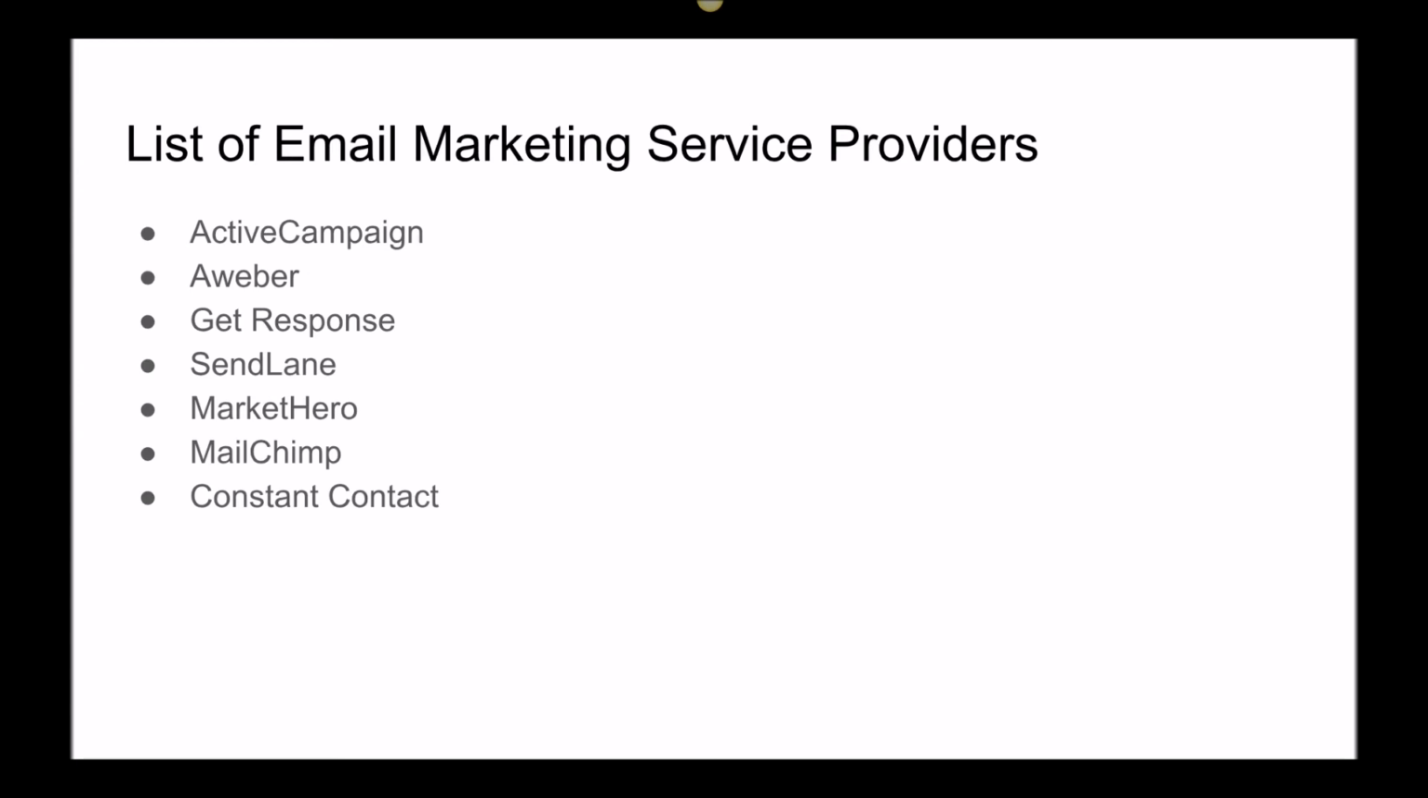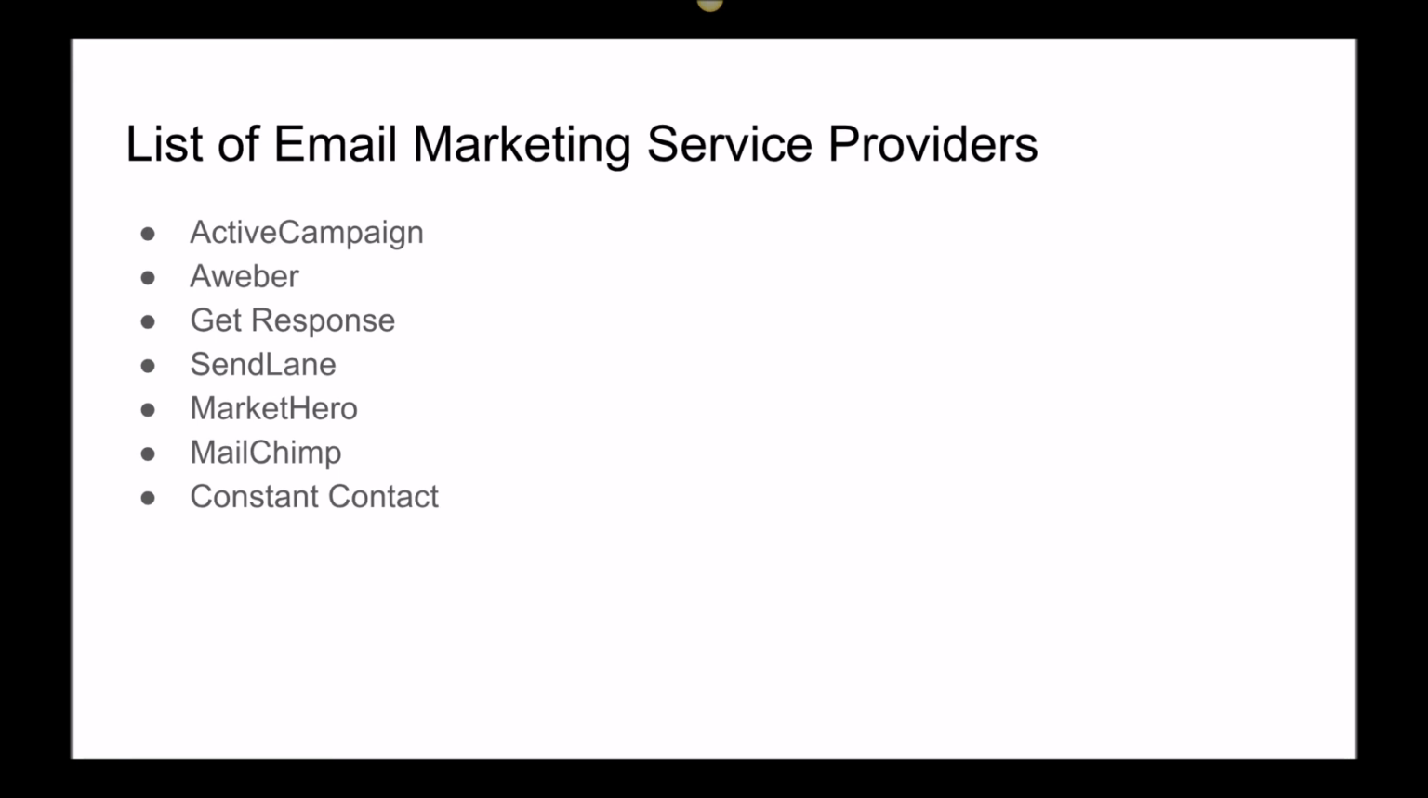MarketHero is Alex Becker's email marketing service and autoresponder, very similar to ActiveCampaign. It lets you do a lot of the same things, but I didn't find it as robust to use as ActiveCampaign. And then Mailchimp and Constant Contact have been around for years. They're really reasonable to use, with very simple interfaces, nothing too fancy.